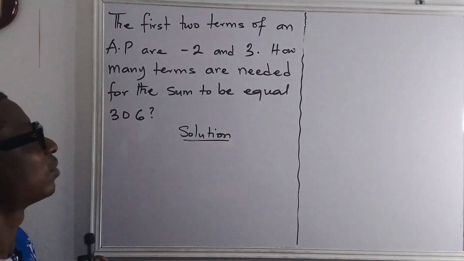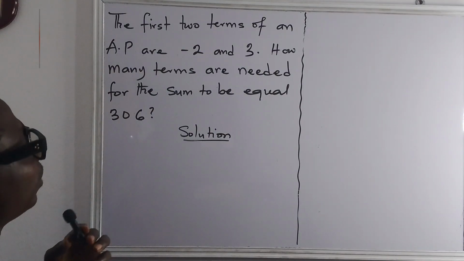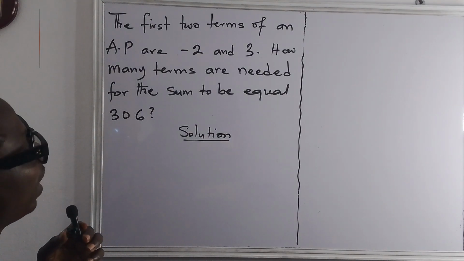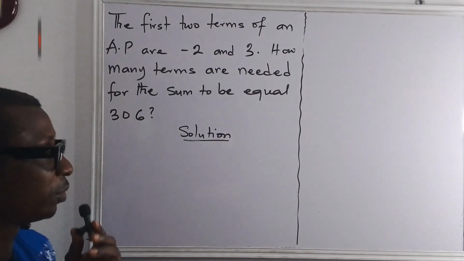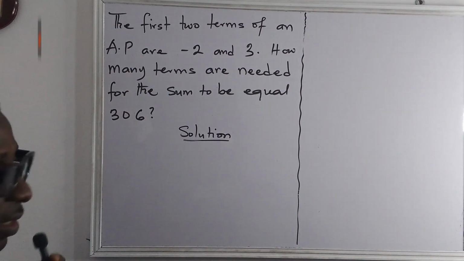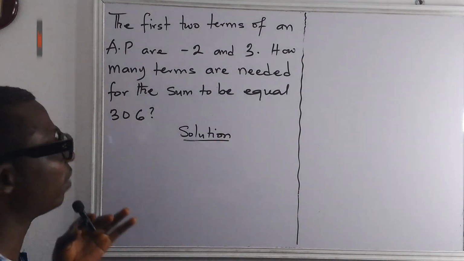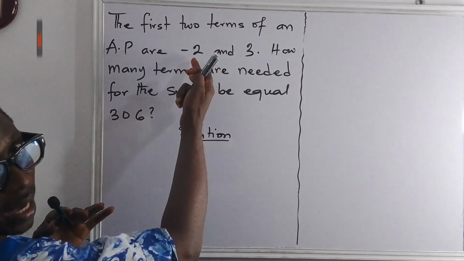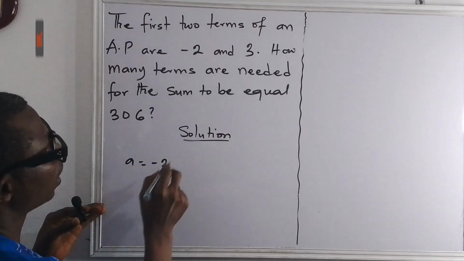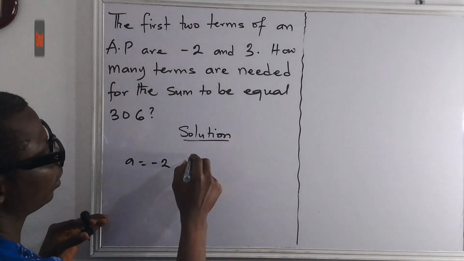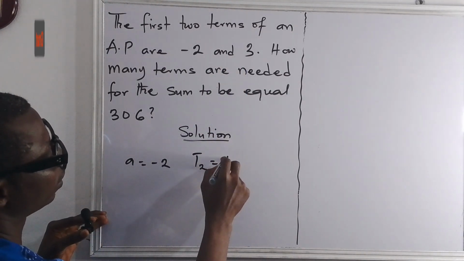Now, the first two terms of an arithmetic progression, AP, are minus 2 and 3. How many terms are needed for the sum to be equal to 306? Now, in the question, we have been given the first term to be minus 2. So, a is minus 2. And the second term, T2, to be 3.